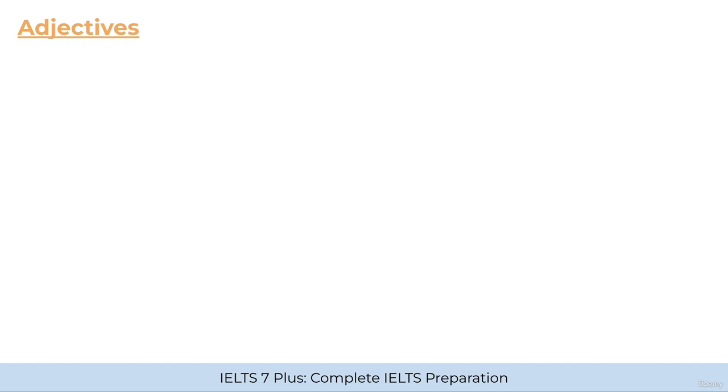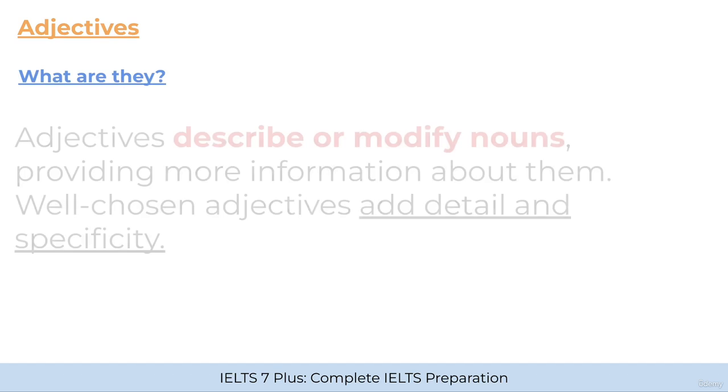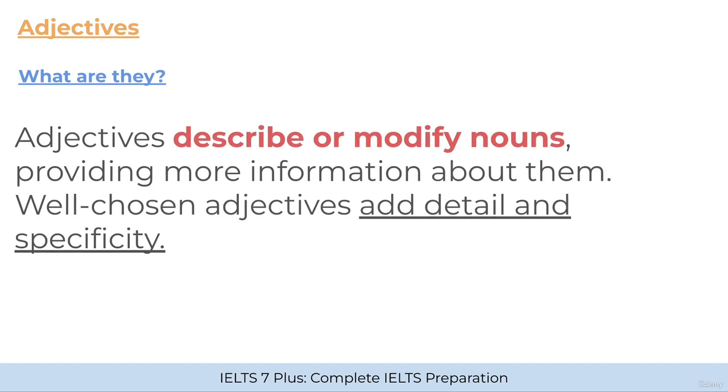Okay, so let's now move into adjectives. What are adjectives? They describe or modify nouns. Nouns are people, places, or things, and so they provide more information about them. In other words, they add detail and specificity. So you can really add vibrancy to your sentences, add interest and intrigue there with adjectives.